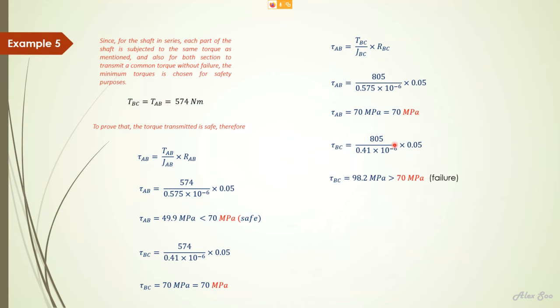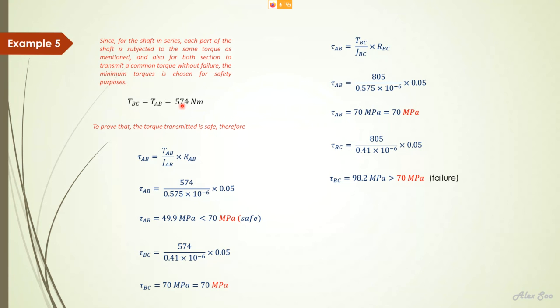for section BC. If I use the torque 805, can section BC transmit or not? Section AB, no problem, can transmit 805. But section BC, how to transmit 805? The shear stress is 98.2, which is greater than 70. So that means it has failed. So 805 we cannot consider. We can only consider the torque of 574.